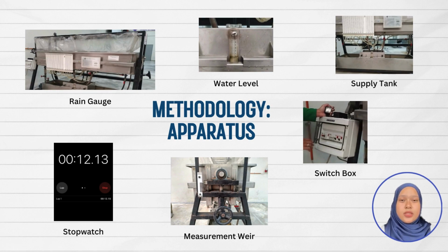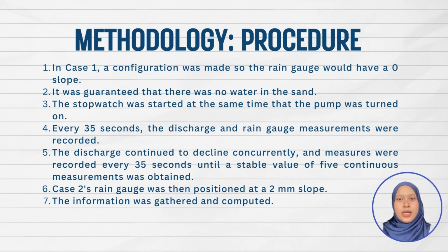This is the apparatus that we use: rain gauge, water level, supply tank, stopwatch, switch box, and measurement wheel. In case 1, a configuration was made so the rain gauge would have a zero slope. Second, we guaranteed that there was no water in the sand. Next, the stopwatch was started at the same time that the pump was turned on. Every 35 seconds, the discharge and rain gauge measurement were recorded.